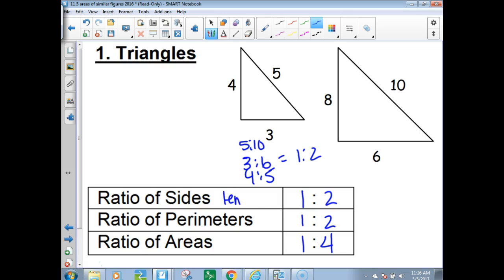Okay, this one's length. This one's length. That's why they have the same ratio of their length. This one's areas, and area is square units. That's why we square that ratio of those sides.